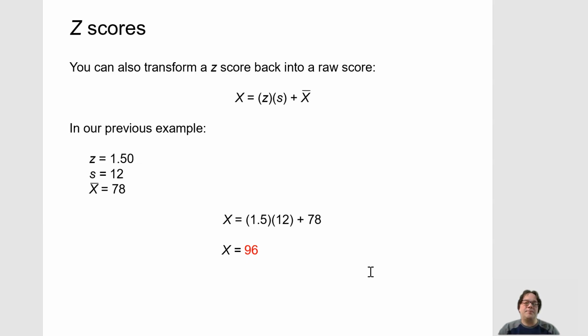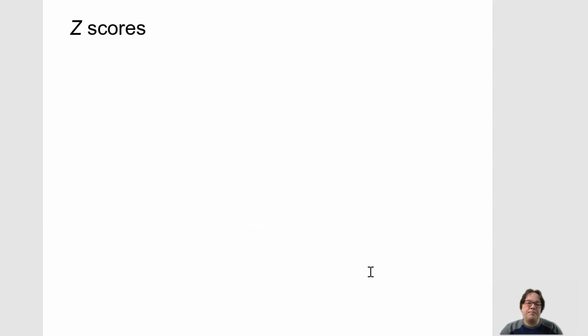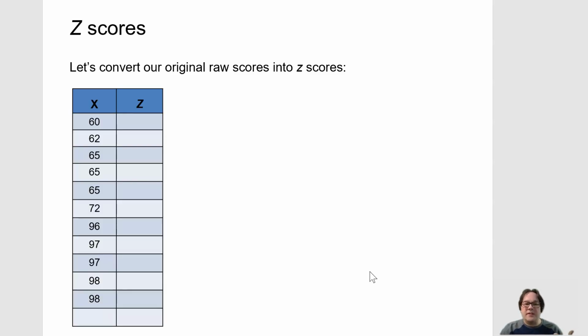So z-scores help us visualize how far away each score is, let's say, from the mean. That'll make more sense once we actually start plotting z-scores on that normal distribution, once we calculate them and plot them. I just want to give you an introduction to what they do and how to calculate them. Okay, so let's take our original scores, our raw scores that we used in our example before.